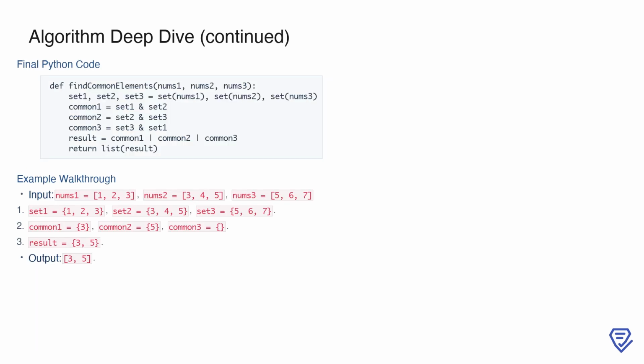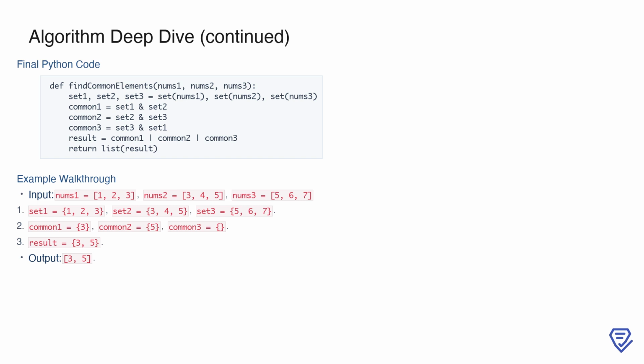The final Python implementation of the solution is both concise and efficient. We start by converting the three input arrays into sets to remove duplicates. Then, we compute the pairwise intersections: common1 for elements shared by nums1 and nums2, common2 for nums2 and nums3, and common3 for nums3 and nums1. The union of these intersections gives us all integers that appear in at least two arrays. Finally, we return the result as a list.